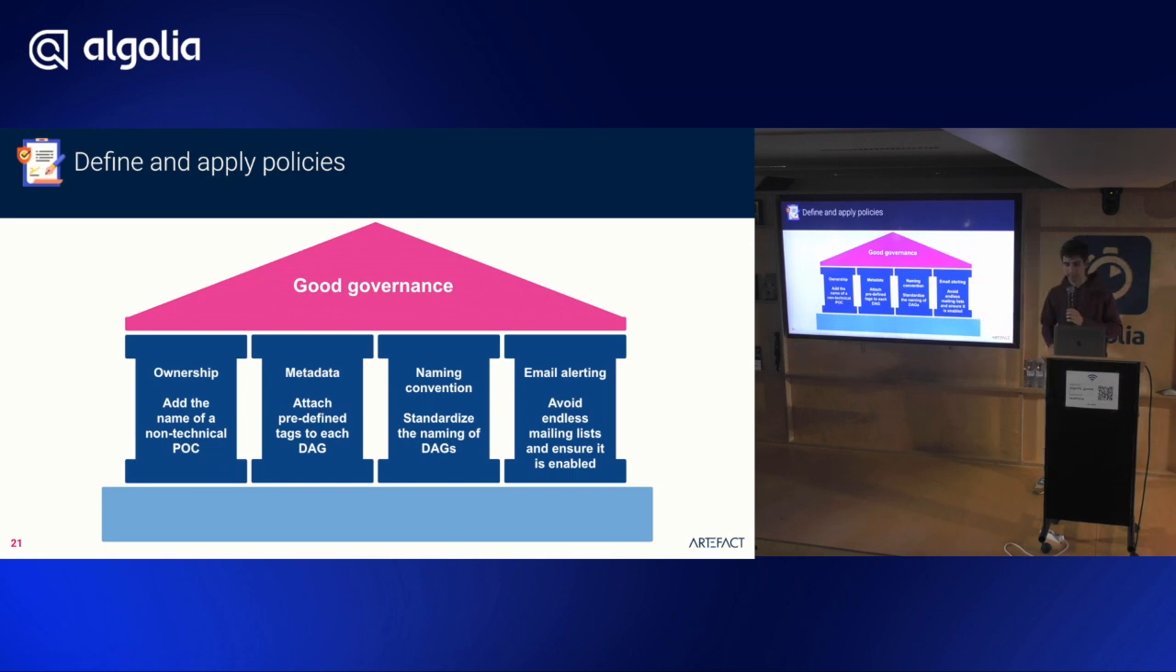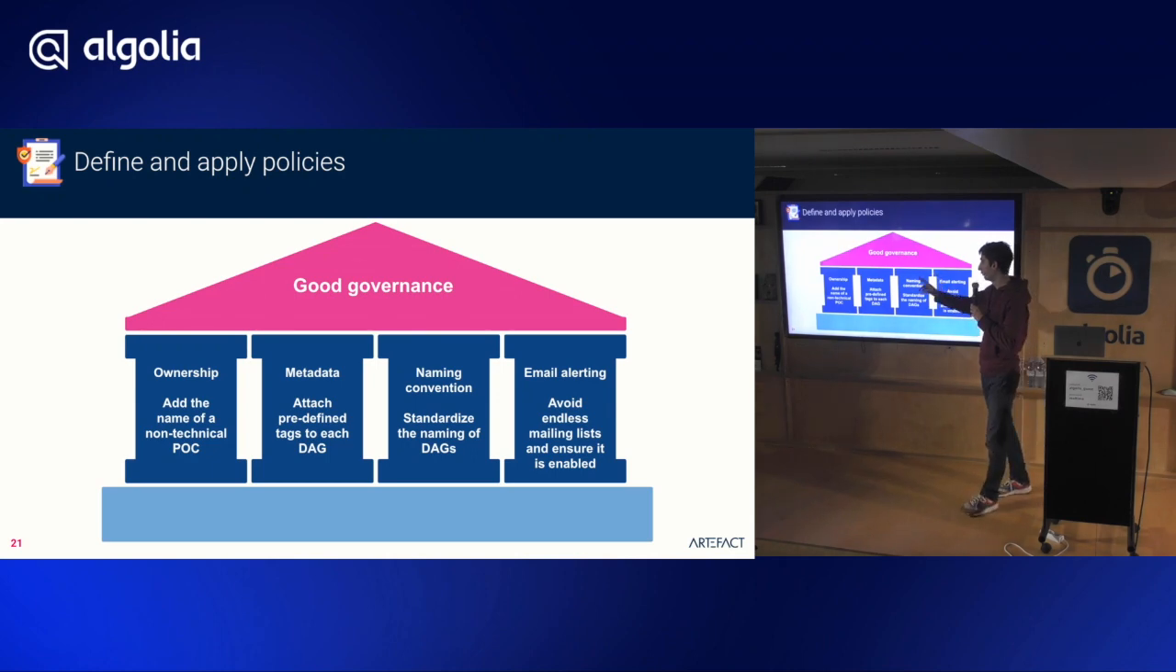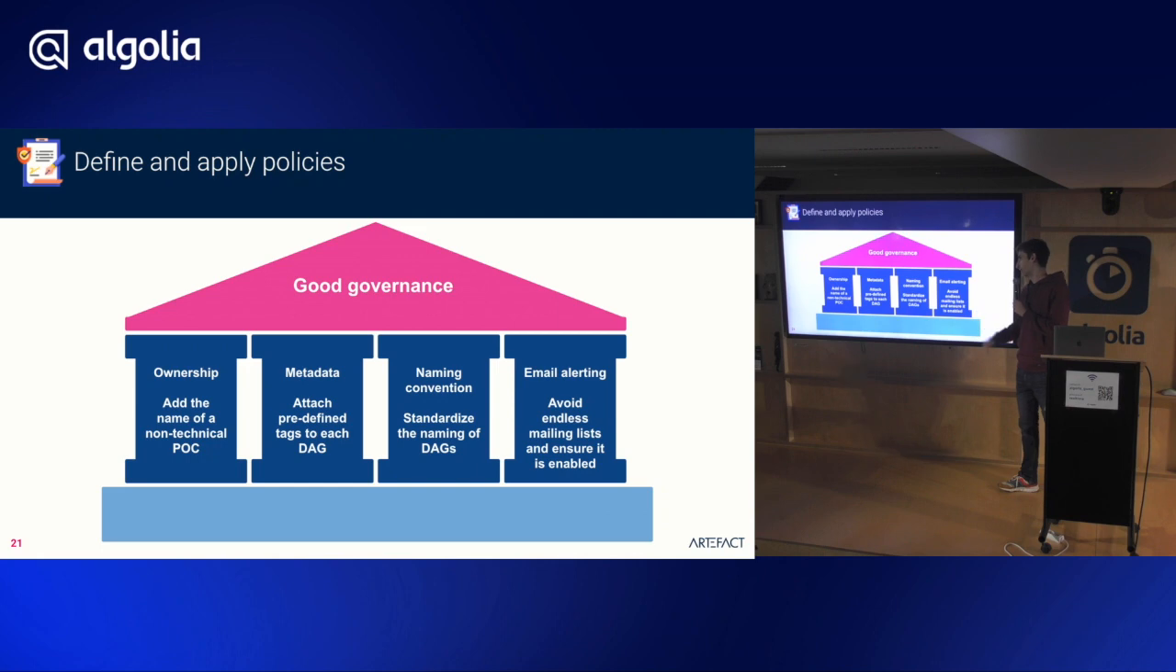Okay, and they are here to ensure good governance and to avoid the mess we had at the beginning, where we had a lot of DAGs without owners, without documentation, and so on. So the rules we applied were rules about ownership, metadata, naming convention, and email alerting.